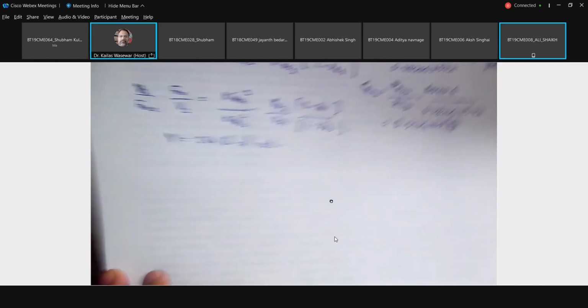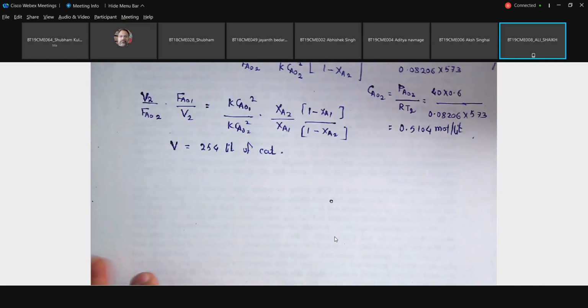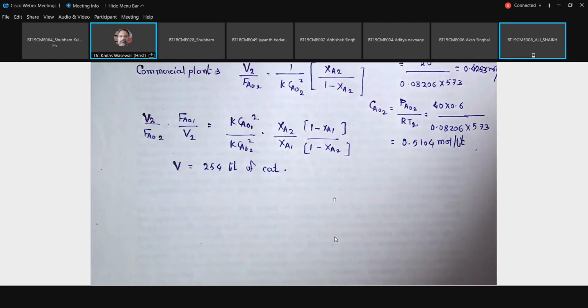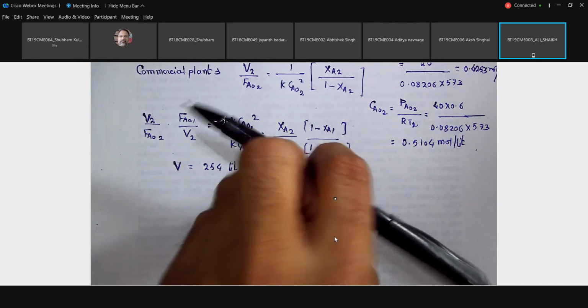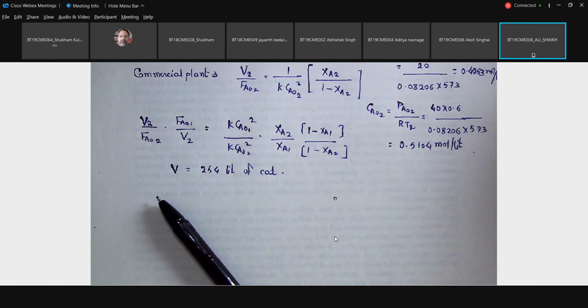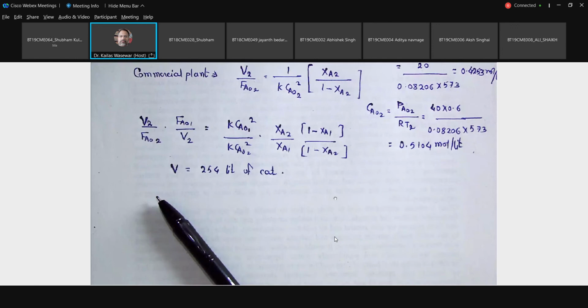Sir, value of epsilon is not 0, I think, in second case. Hello, sir. Yes. Sir, how can you write that equation V2 by Fa02 equal to KCA0 squared, and directly Xa2 by 1 minus Xa2? In second case, sir, the value of epsilon is not 0, no, sir. 60% A and 40% inert. It is 60% A and 40%. It is inert, a diluent. Diluent is liquid. It is not the gas.